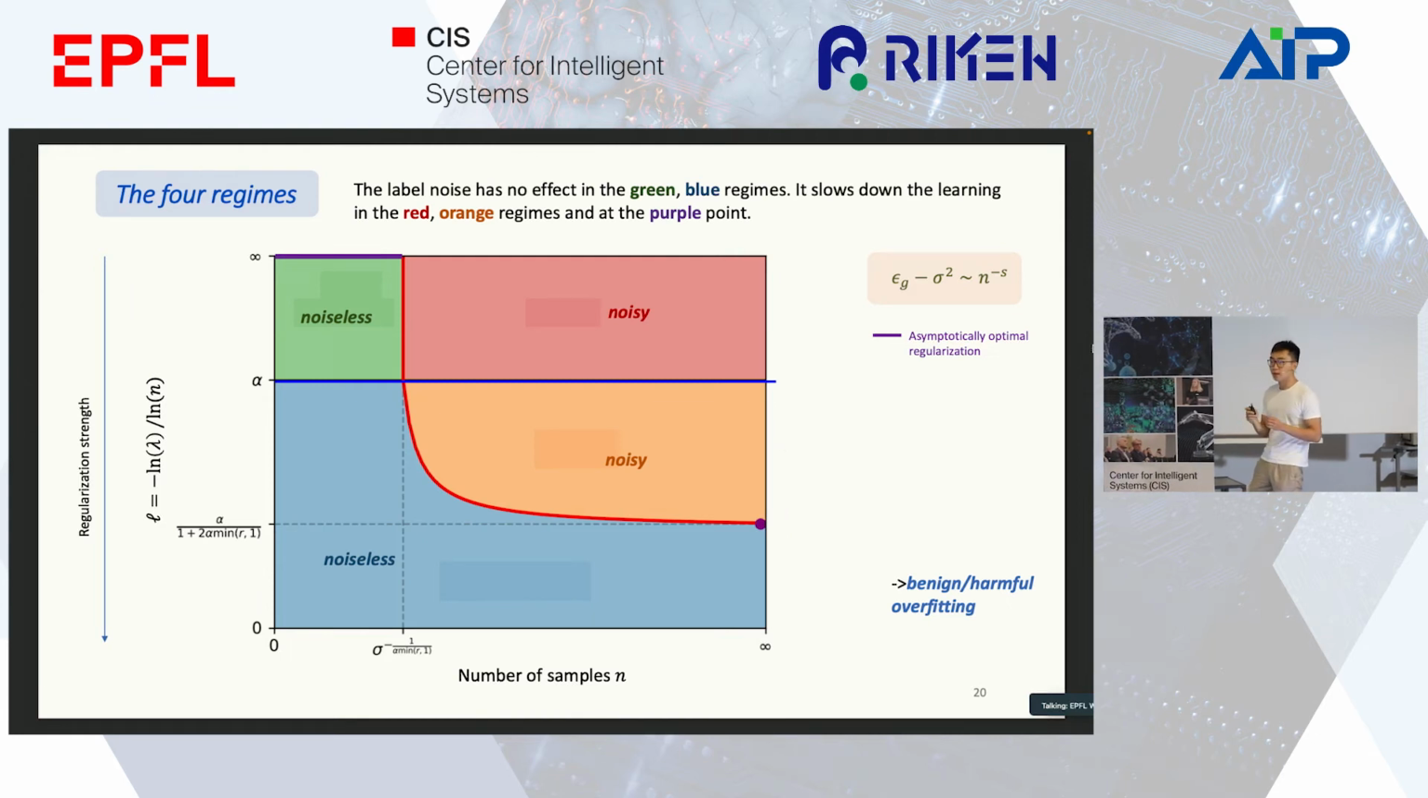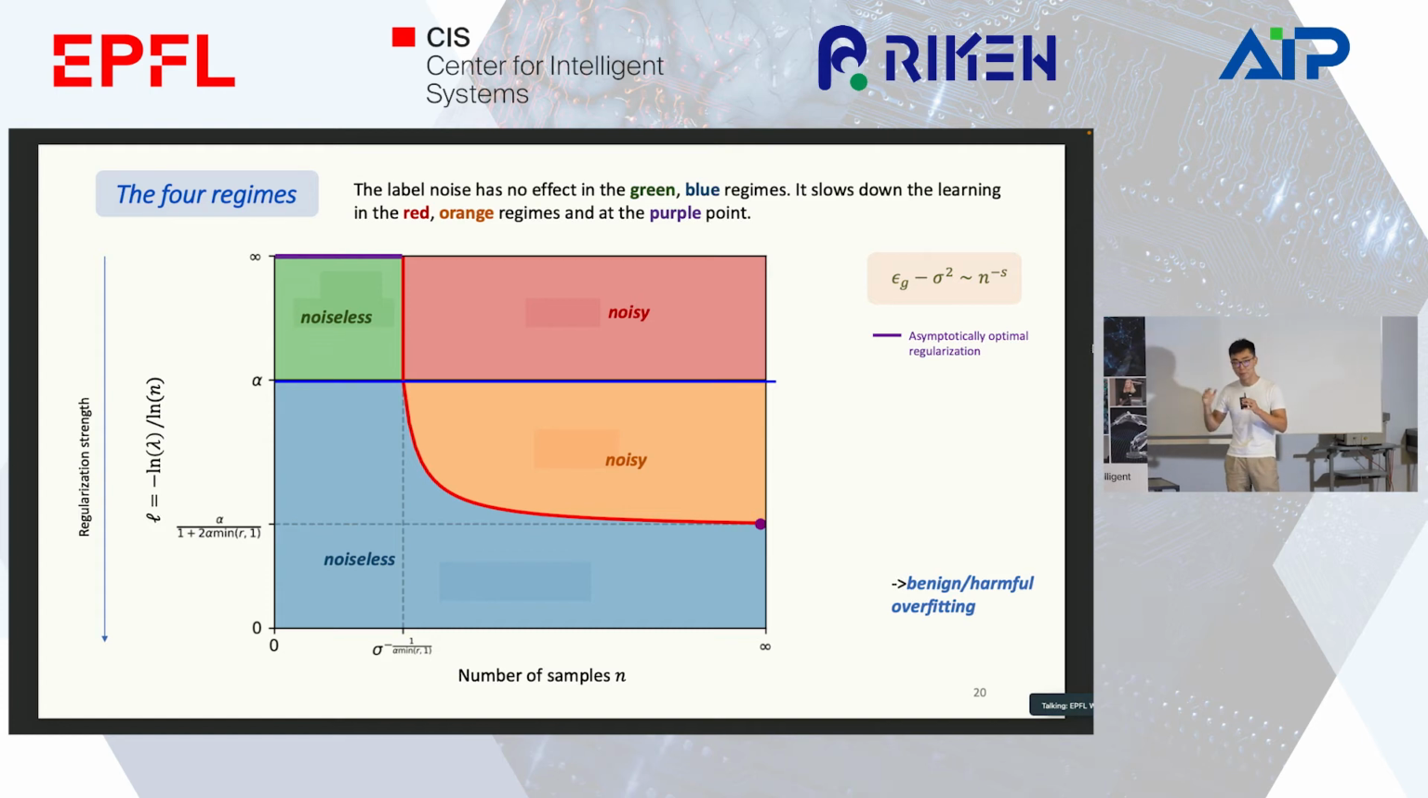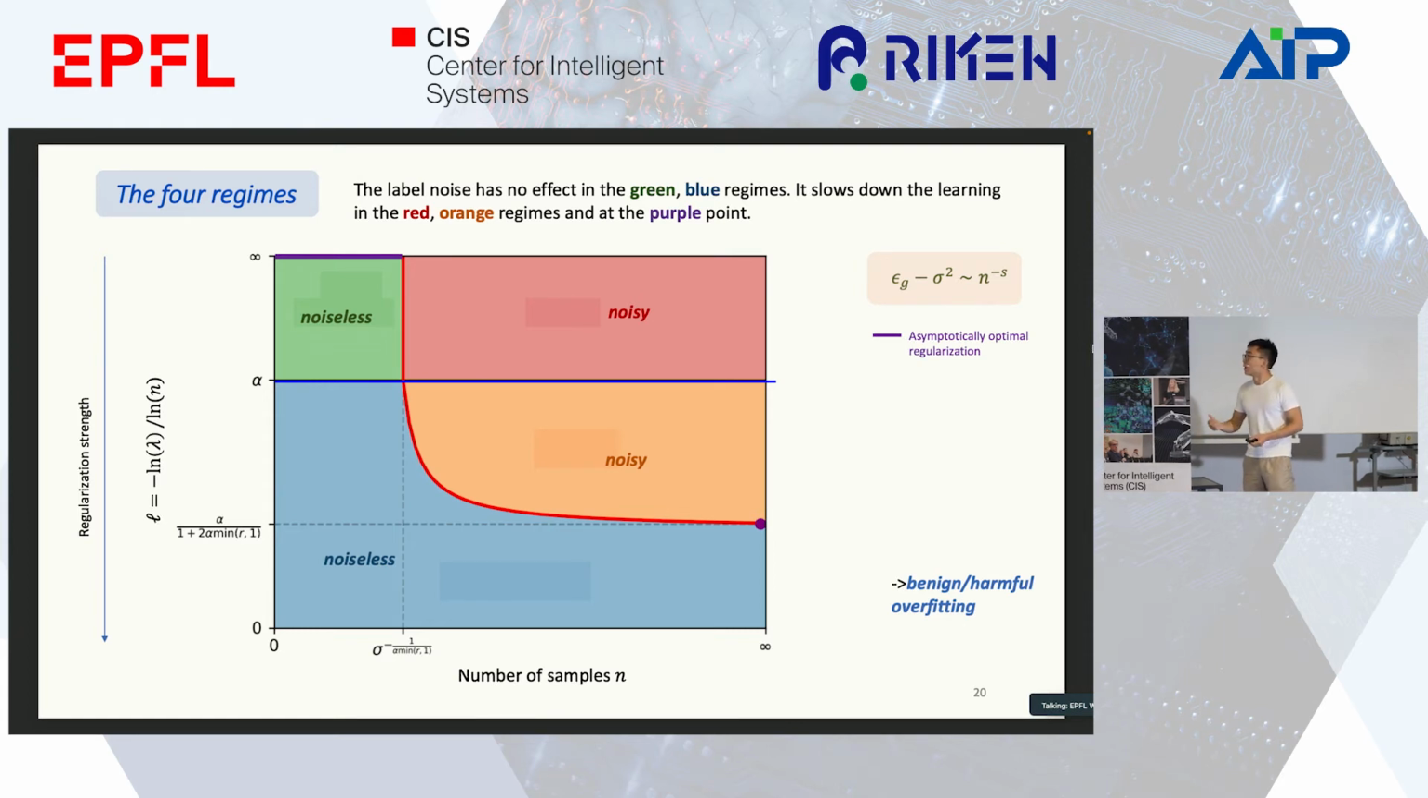The second good observation that pops up from our analytics is that, remember, there was this label noise that was corrupting the labels in the case of regression. Well, it really doesn't have an effect in two of these regimes, namely the blue and green regime. So everything happened just as if the learning task was completely noiseless. So therefore, the learning task is particularly easy, and in these two regimes, you will observe a fast decay rate because it's easy to learn.